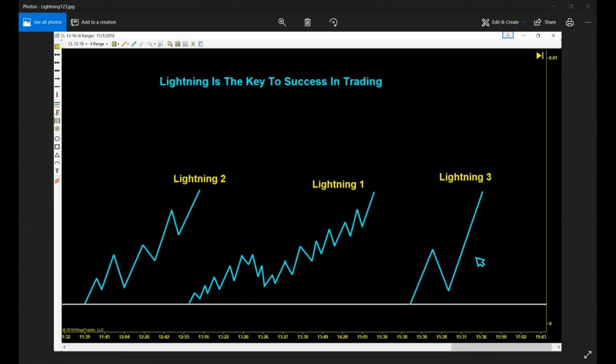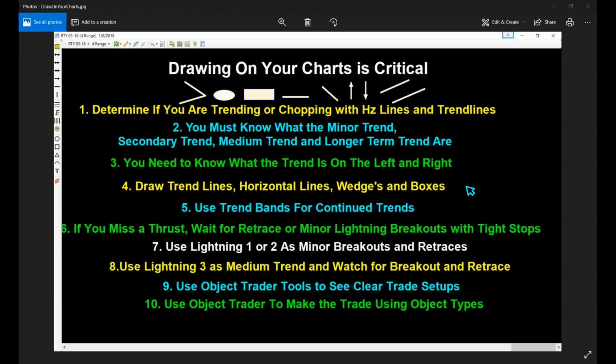You can pause your screen and even take screenshots or whatever you need to do when you watch this video. But drawing on your charts is super critical to making money in trading. You can use wedges, ellipses, box-in trades, horizontal lines, rays. You can mark on your charts with arrows, and you can even draw channels. Okay? And always determine if you are trending or chopping with those horizontal lines and those trend lines.